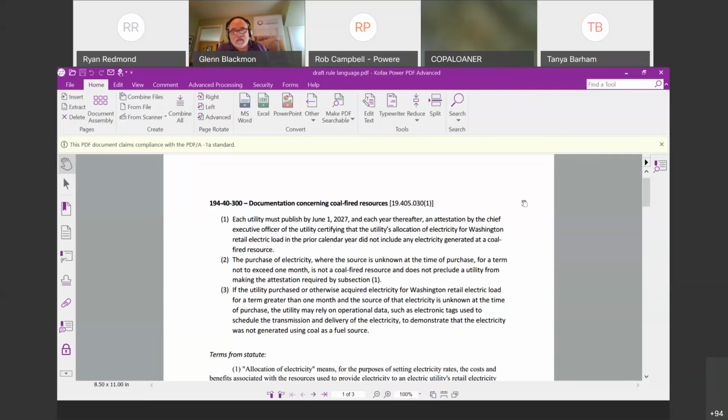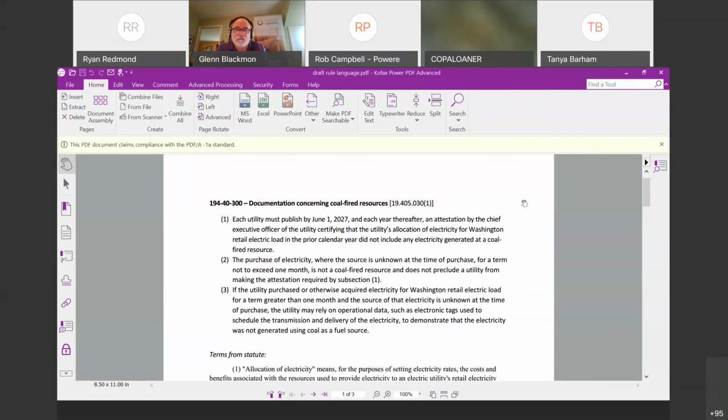And then subsection 2 of the rule essentially restates the exception for resources that are purchased for a term of 1 month or less. And so subsection 2 essentially carries forward that provision in the definition, and makes sure that people understand that an attestation can be made that you didn't use coal-fired resources, even if there were short-term contracts that were unspecified sources.